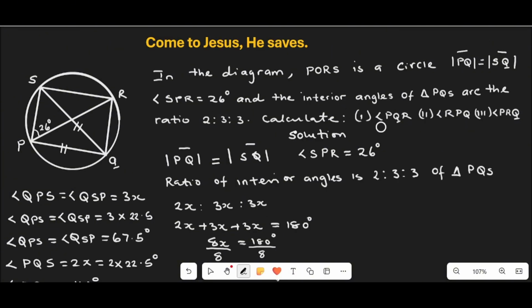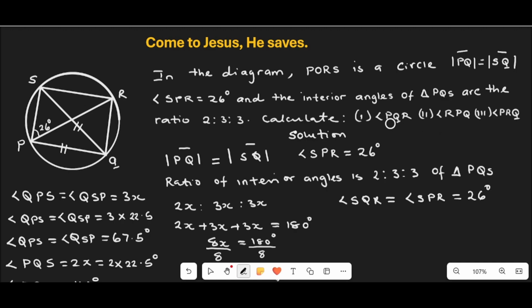Now the question asks us to find angle PQR. Angle SPR and angle SQR are equal to each other because they are angles in the same segment standing on the same arc SR. So we can say angle SQR equals angle SPR, which is equal to 26 degrees.